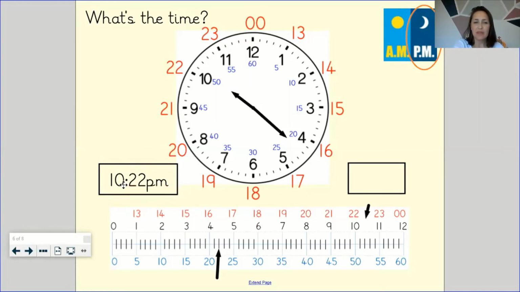Then we need to think about it as a 24-hour clock. So over here, we're going to change it so that instead of being PM, we just have it like this, but it's not going to be 10:22. What will the 24-hour hour hand time be? Come up here, have a little look. Bring it up here at 10. 10 you can see is 22. So our time is 22:22.